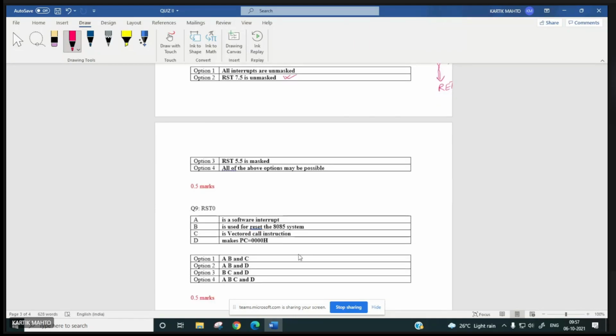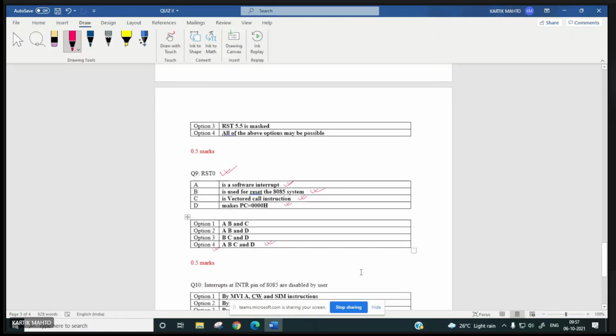Then RST 0 is a software interrupt. It's correct, used to reset the 8085 system. This is also correct, this is a vectored call instruction. This is also correct, makes PC equal to 000H. So of course all A, B, C, D are correct, so option 4 will be the correct one.